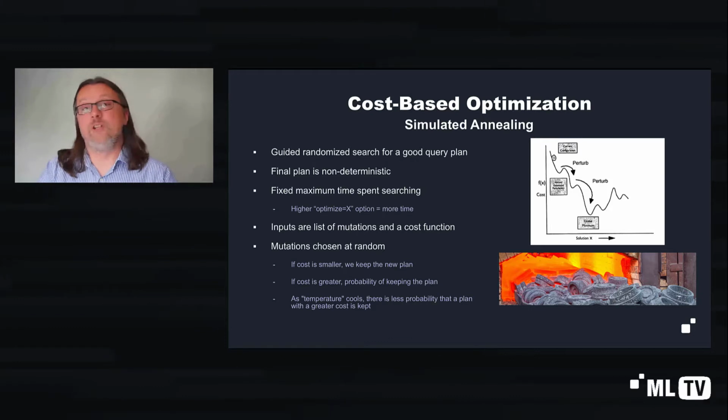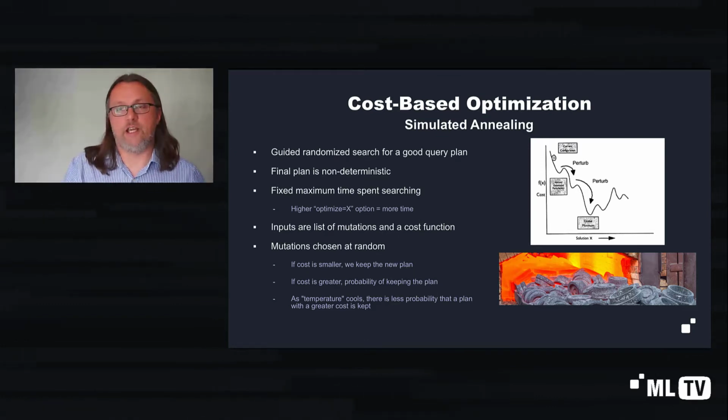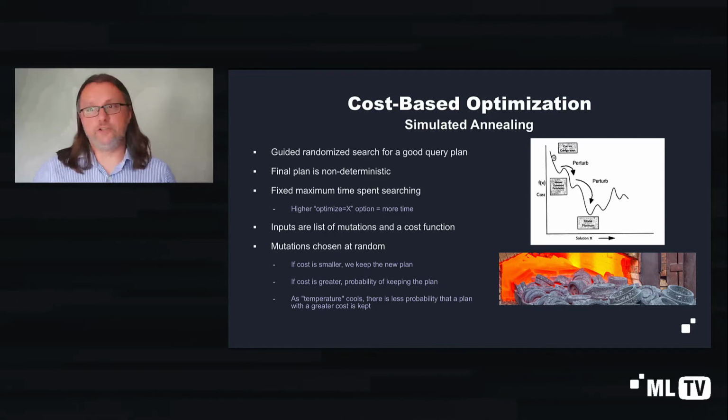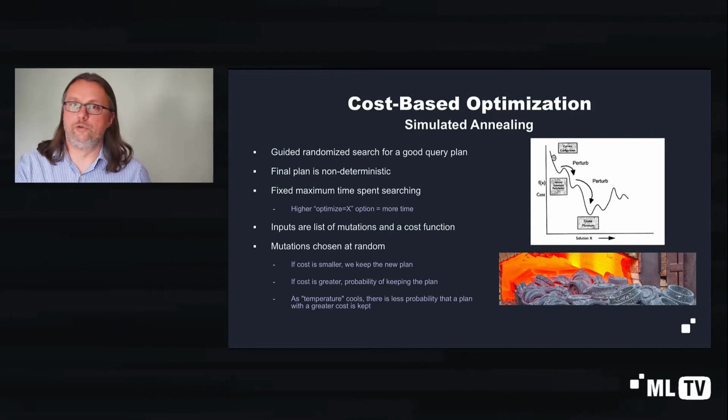Having applied that, we look at the cost and we say, did this improve the cost? Did it make it smaller or not? And if it makes it smaller, we accept that change and we keep it. And if it doesn't make it smaller, there's a random probability that it gets accepted or not.